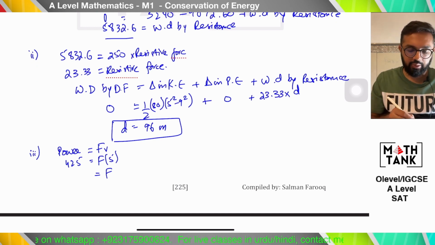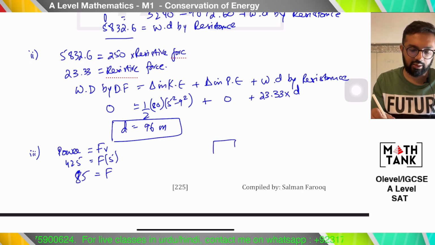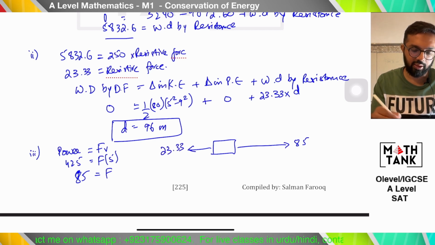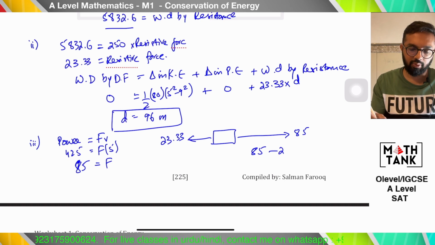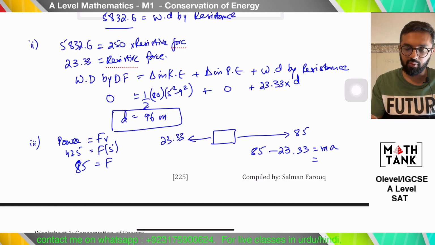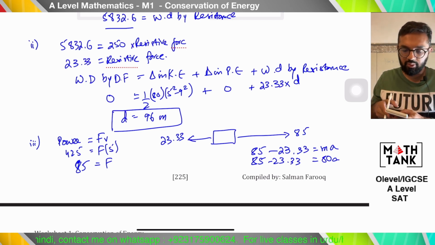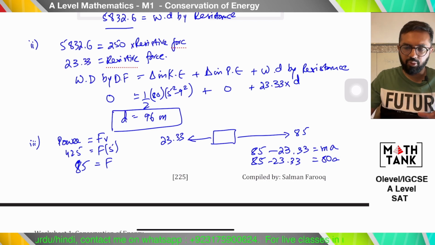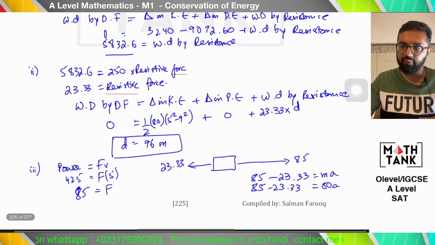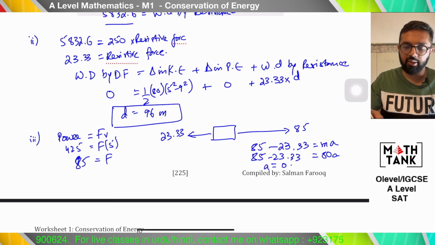85. So what are the forces acting on the cyclist? He's driving with 85. He's getting resisted by 23.33. So 85 minus 23.33 equals m a. m is 80. I can then solve for a. So I'm getting 0.77. Yeah, 0.771 is my acceleration.